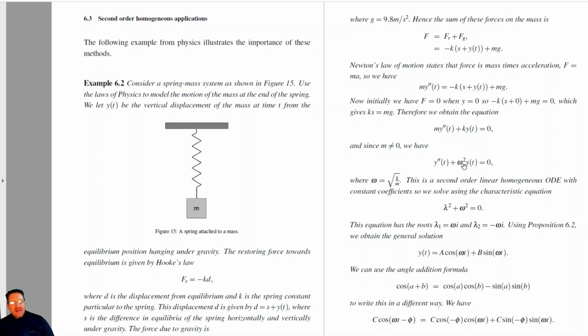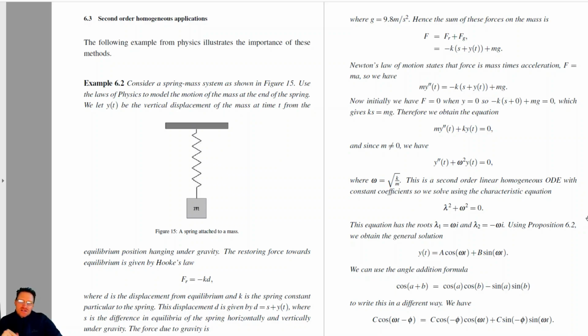And now we say, let's let k over m be omega squared. And why omega squared, you might ask, rather than just omega? Well, because it'll simplify the form of the solution a little bit for us. So we let omega be the square root of k over m. In other words, omega squared is k over m. So that's a second order linear homogeneous ODE with constant coefficients. So the characteristic equation here is lambda squared plus omega squared is equal to 0.